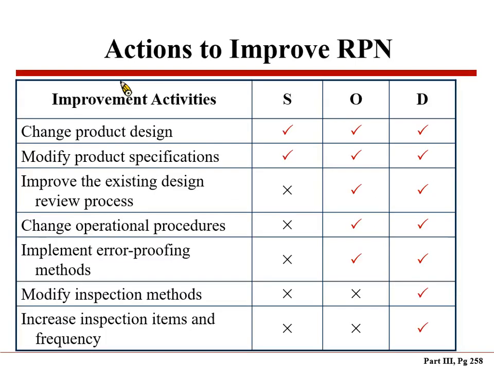Okay. And this table, we should focus on this table. If we change the design or we modify the spec, maybe we can change S, O, and D. If we focus on the process, procedures, and error proofing, we can just modify O and D. Okay. And if we change some inspection, we can only change the score of the detection.